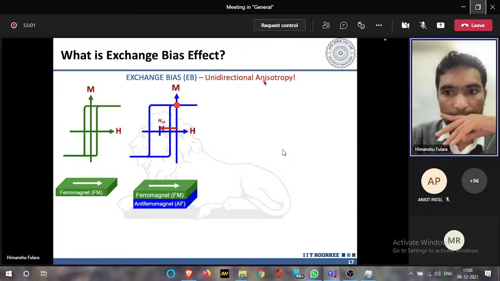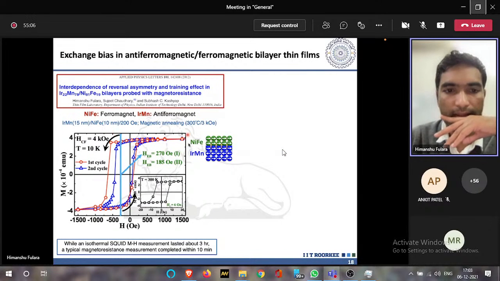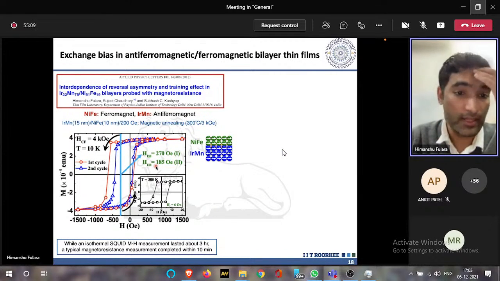So this exchange bias effect is what I was explaining to you, and these are the things which we did during my PhD. We have observed this effect in this structure. Here we have this iridium manganese alloy, which is an antiferromagnetic material, and this nickel iron is a ferromagnetic material. We fabricated 15 nanometer thickness of antiferromagnetic material and then 10 nanometer thickness of ferromagnetic material. And then we measured this hysteresis behavior at low temperature, 10 Kelvin. You see this very large exchange bias field of 270 oersted.